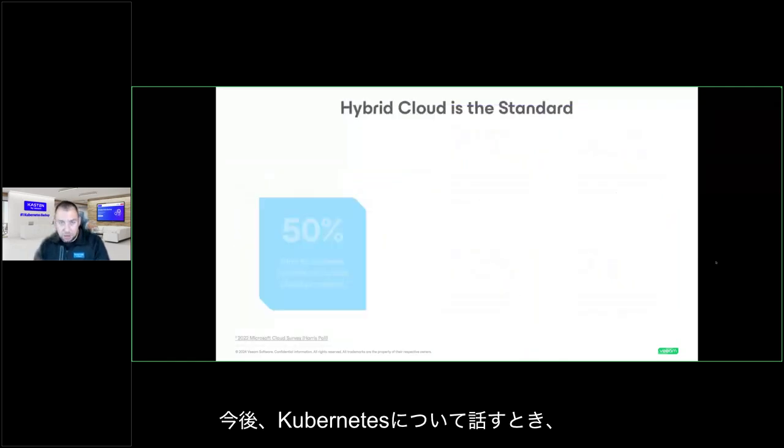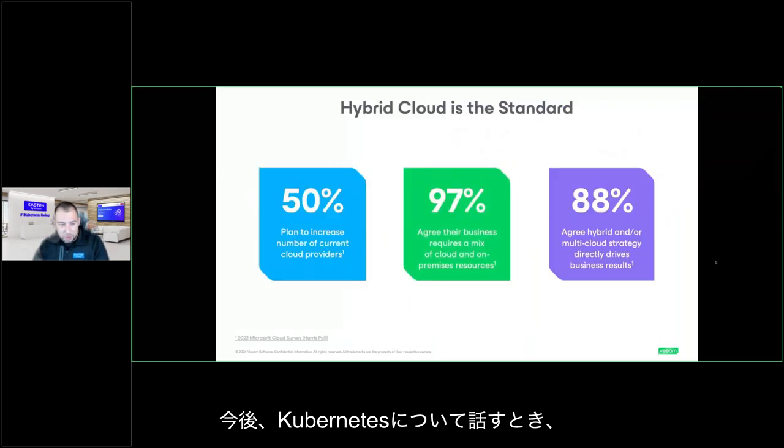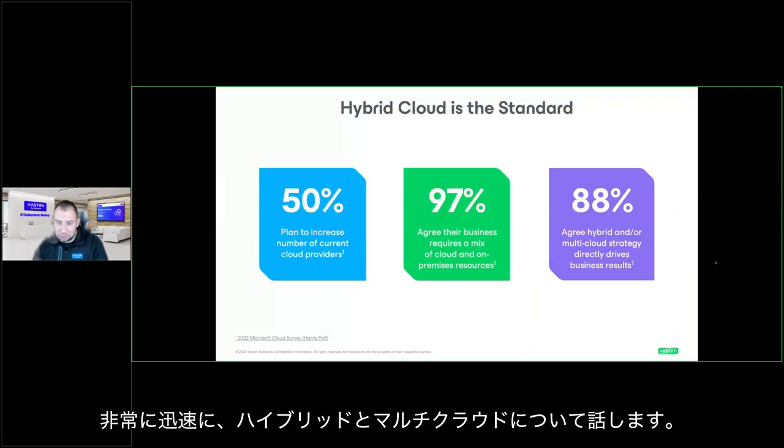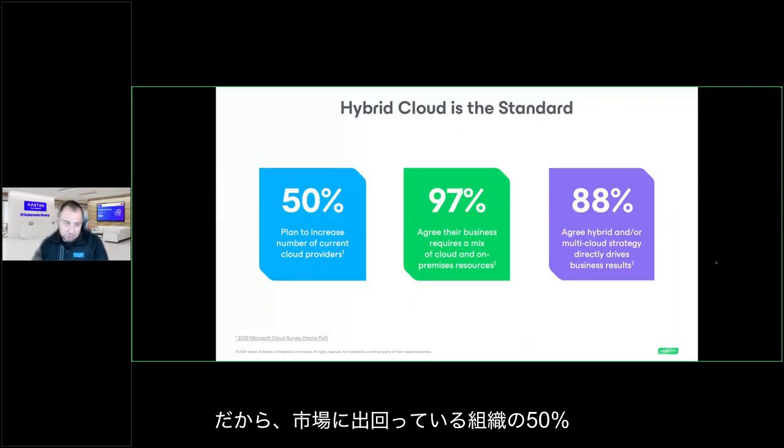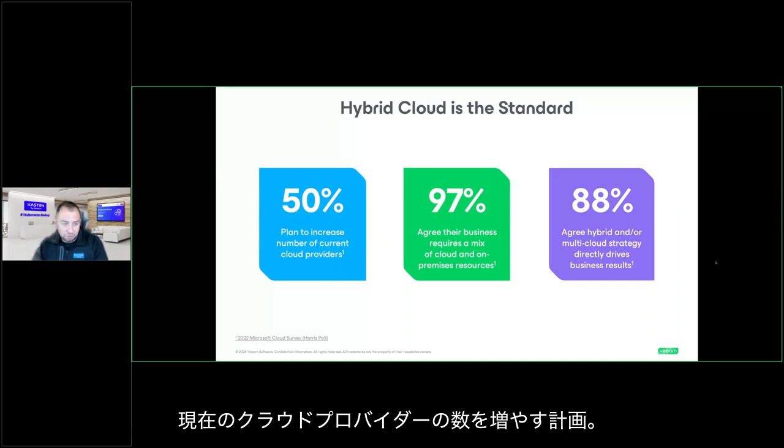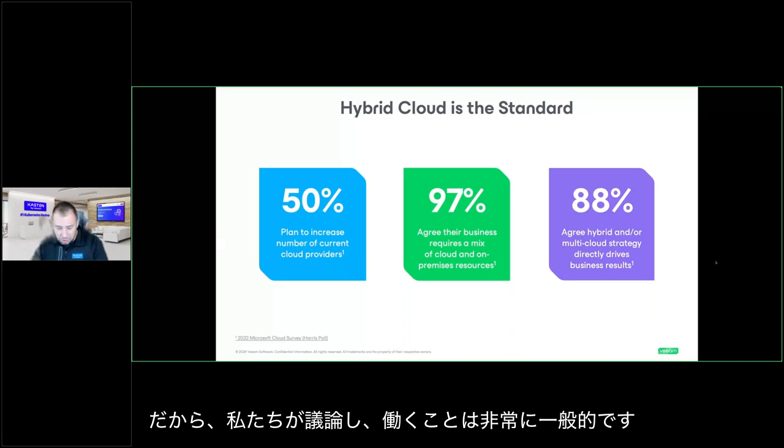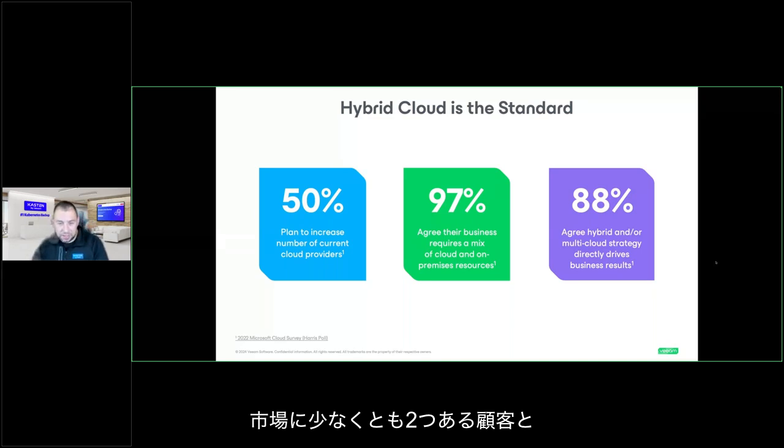Moving forward, when we talk about Kubernetes, quite rapidly, we talk about hybrid and multi-cloud. 50% of organizations on the market plan to increase the number of current cloud providers. So it's very common for us to discuss and work with customers on the market having at least 2 different types of cloud to manage.